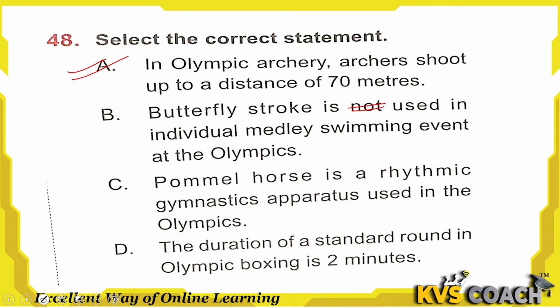Wrong statement: pommel horse is a rhythmic gymnastic. No, it is an artistic gymnastic used mainly by males. The duration of a standard round in Olympic boxing is 3 minutes, not 2 minutes. After each round there's also a 1 minute break. So the right statement is only option A.